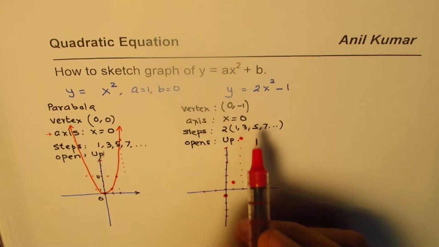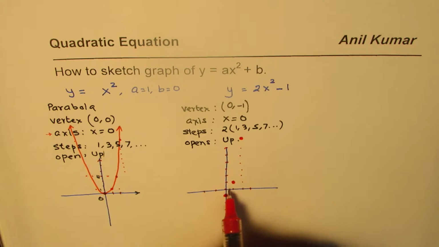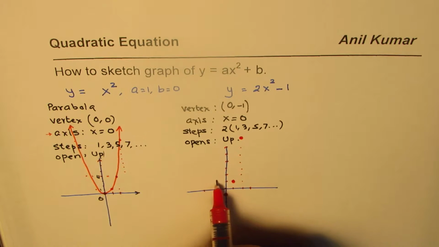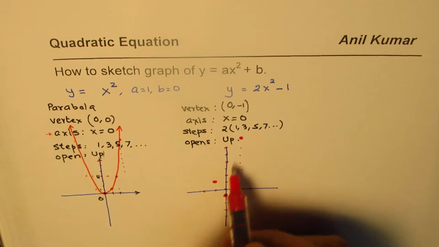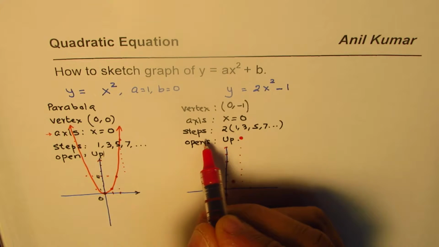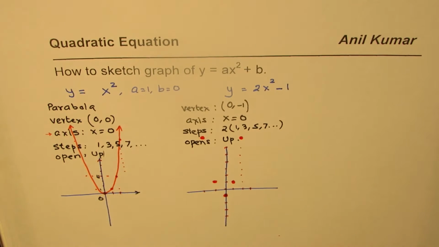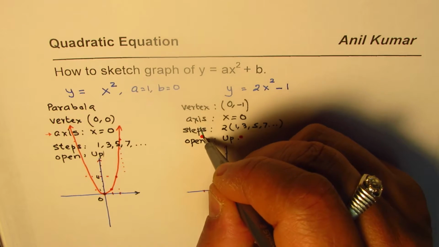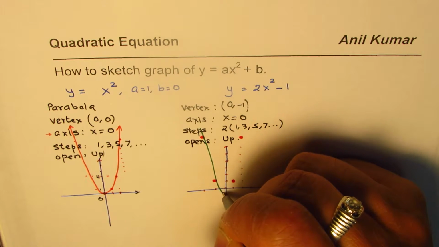Axis of symmetry is x equals 0. Reflect all these points to the other side, right? So we get these points here. And then from here, 2 steps at the level of this, right? So we'll be here. Join these points to get your graph. So we have a graph which looks like a parabola.